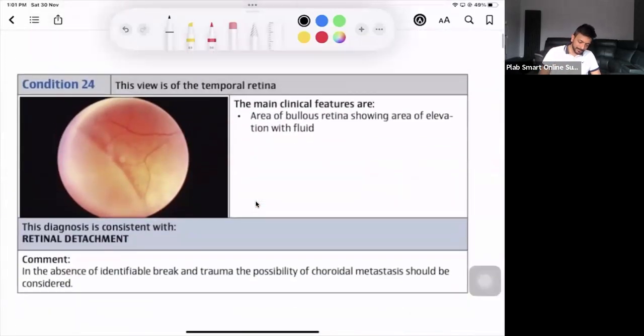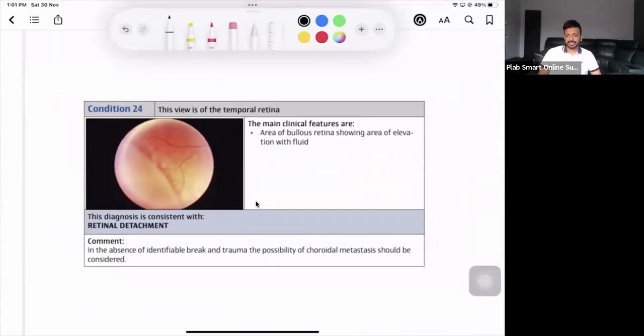What will you see in the fundus? This is what you see in the fundus. An area of bullous retina showing an area of elevation with fluid. That's what you will be seeing. That is typical of a retinal detachment.